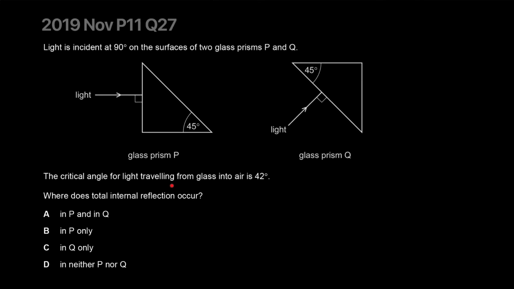The critical angle of light traveling from glass into air is 42 degrees. And where does the total internal reflection occur in these two cases? So light's entering over here, and once it enters, it's going to go straight because the incident angle is 0. So it just goes straight. Over here, if I try to draw the normal, this angle from the normal is 45 degrees. I hope that makes sense. It's 45 degrees and it's greater than your critical angle.